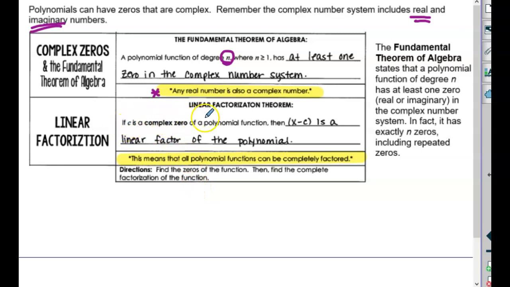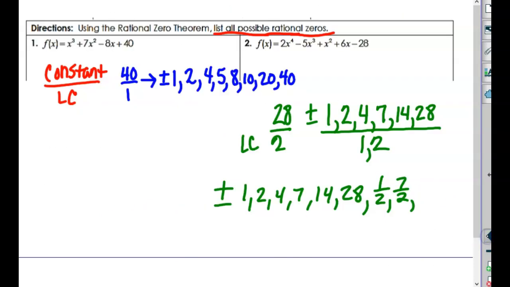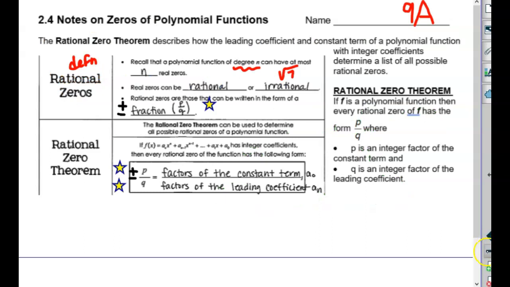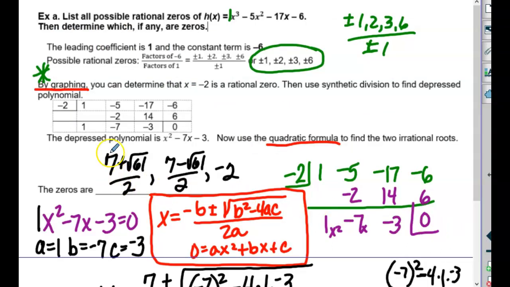If c is a complex zero of a polynomial function, then x minus c is a linear factor of the polynomial. This means all polynomial functions can be completely factored, but they don't have to be nice. Okay? If you went back to this example I did a minute ago, the one that we did quadratic formula for, this is what the linear factors would look like. x minus this, x plus this, and x minus 2. Those are really disgusting, right? Okay.